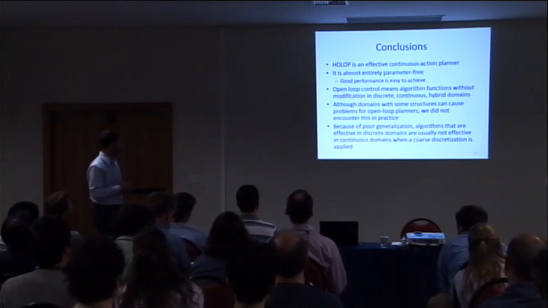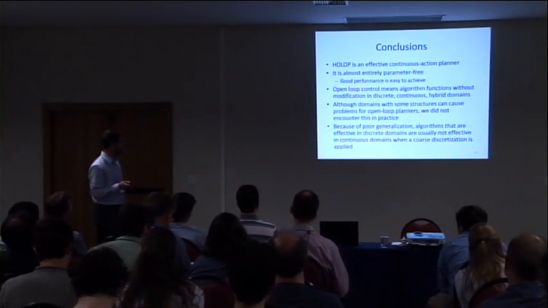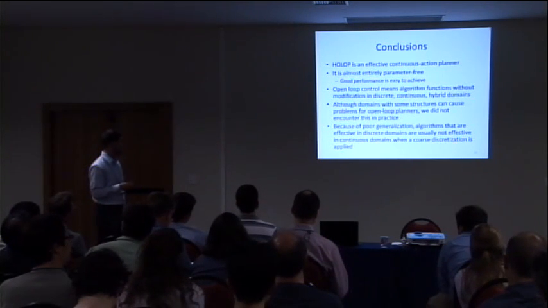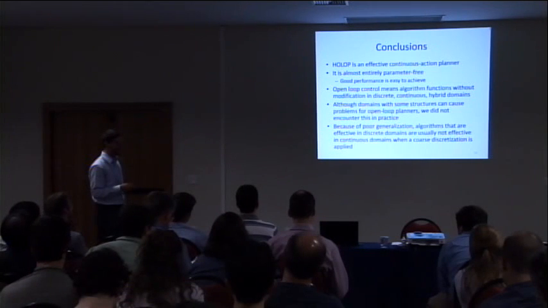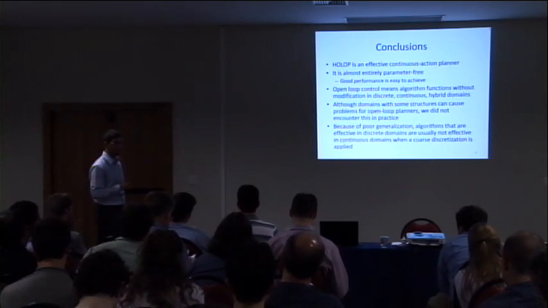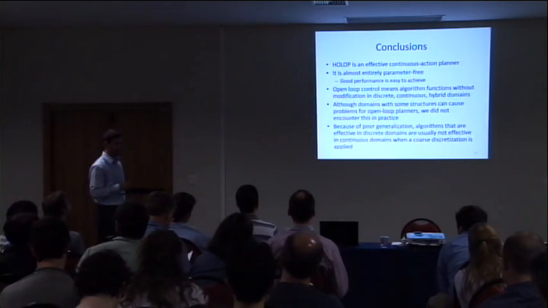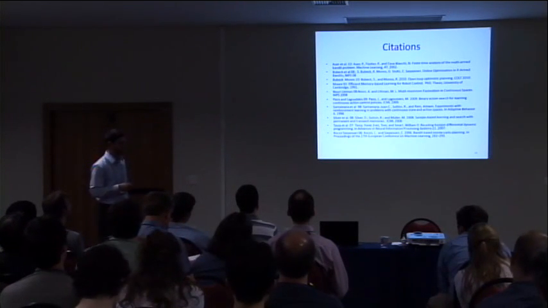So just to cap off, algorithms such as UCT that are effective in discrete domains are not always effective in continuous domains because of the poor generalization that occurs when they're adapted, and because of other limitations.